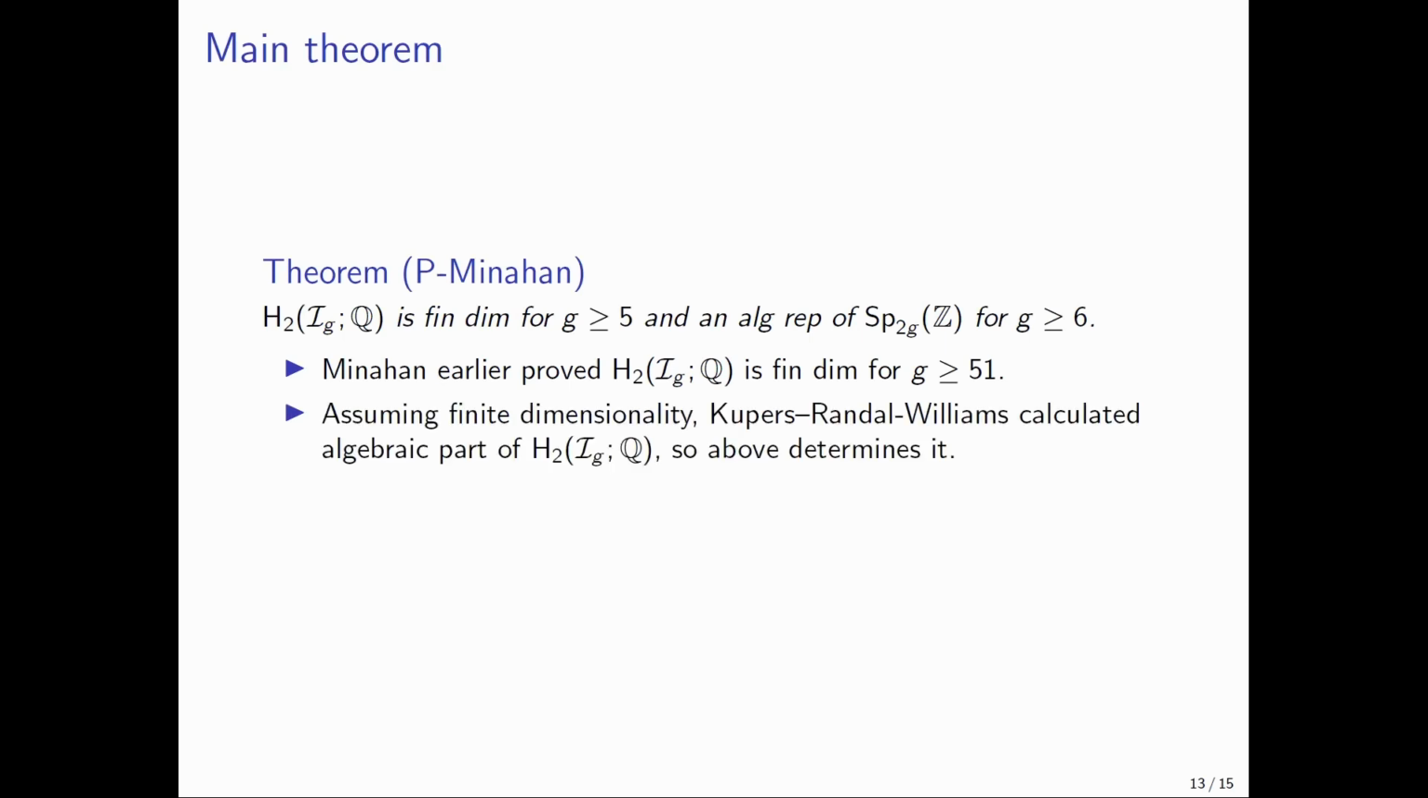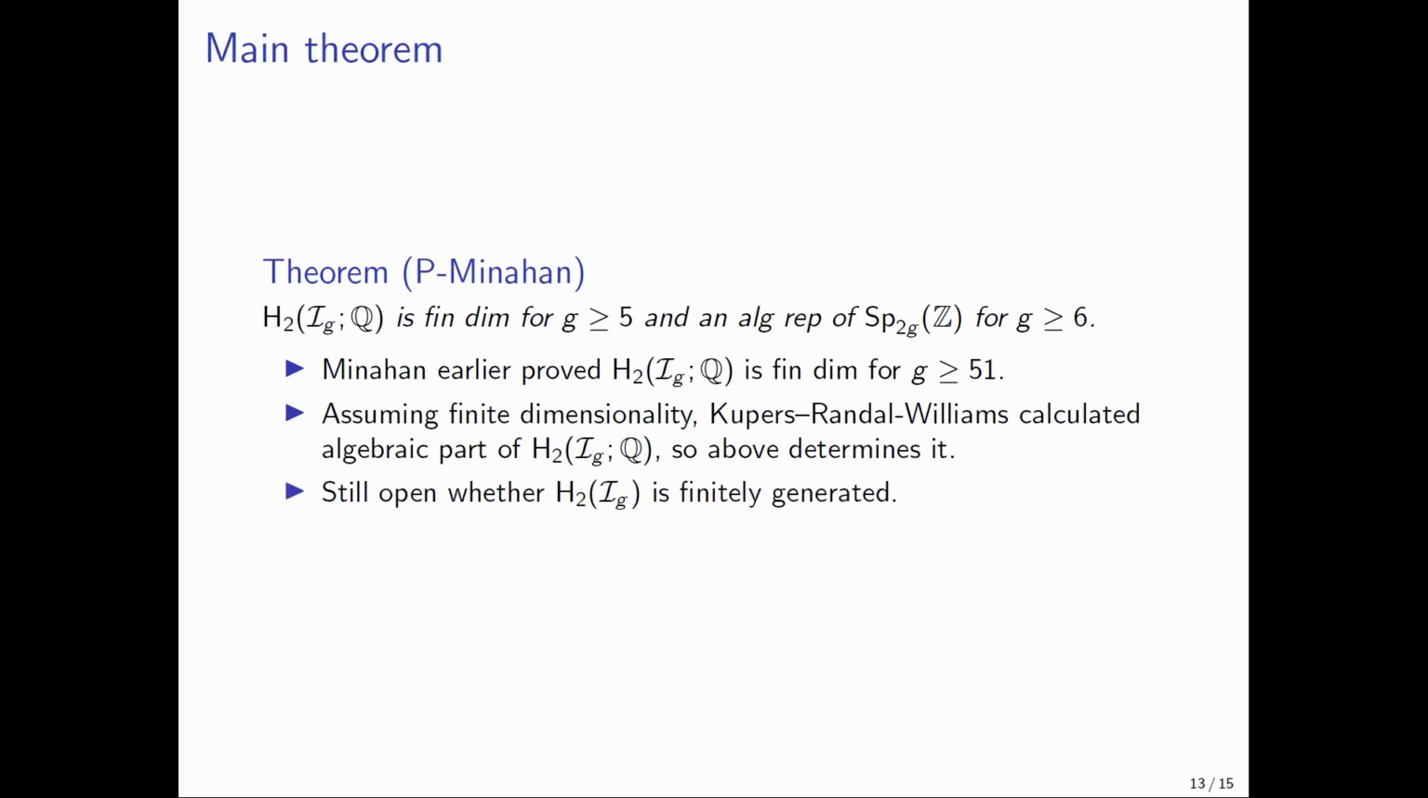Now, I told you that it's a sort of folklore conjecture that the homology of the Torelli group should be finite-dimensional and algebraic. So, assuming finite-dimensionality, Kupers and Randal-Williams actually calculated the algebraic part of the homology, at least of H2 of Torelli. Combining the above with Kupers and Randal-Williams' work, we actually have a complete calculation now of H2 of Torelli starting at genus 6. I don't want to state it. It's not as nice as H1, but you can write it down.